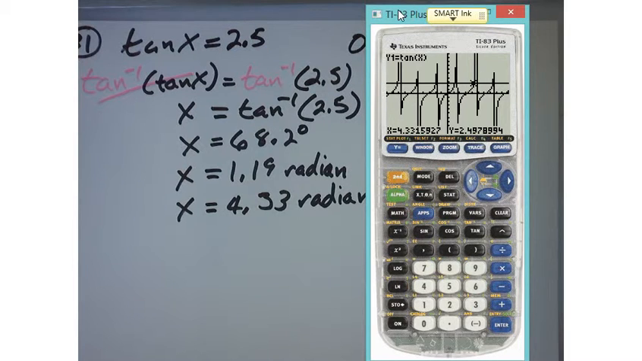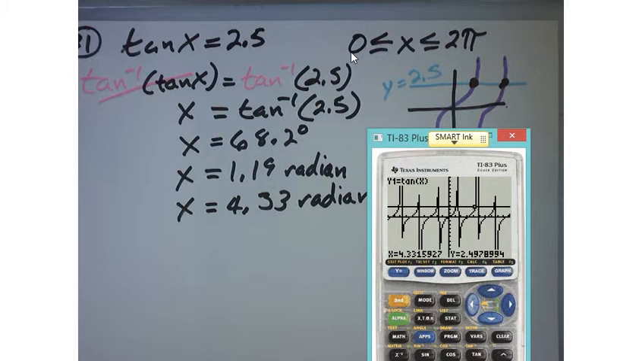So how do I determine which solutions I want to use? Well, the textbook helps us out and says we're only going to focus on the solutions from 0 to 2 pi. So only x from 0 to 2 pi.